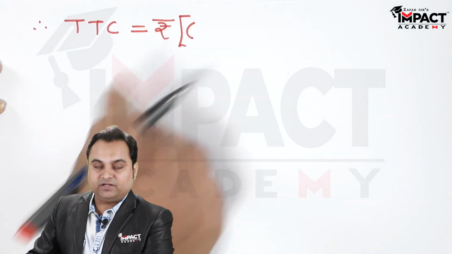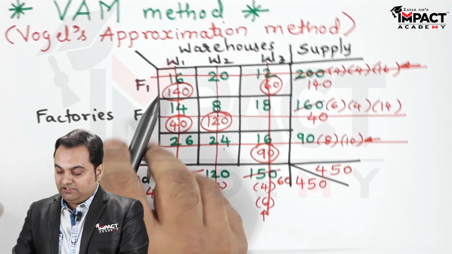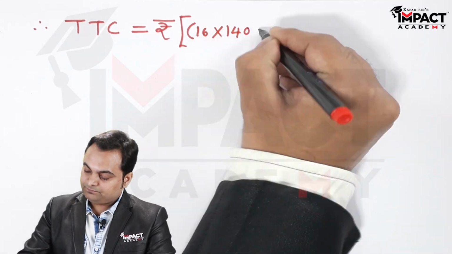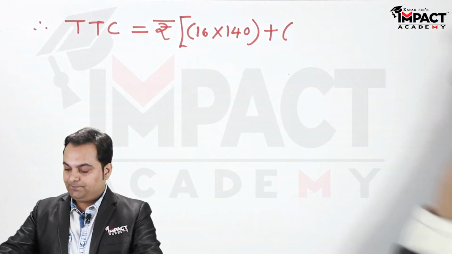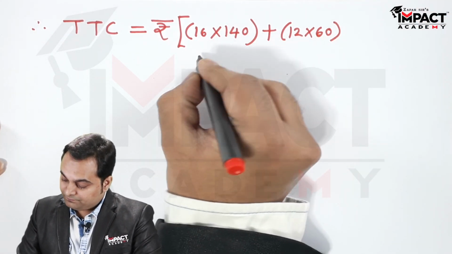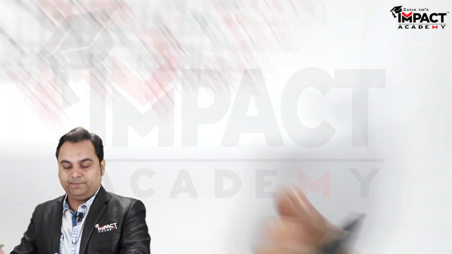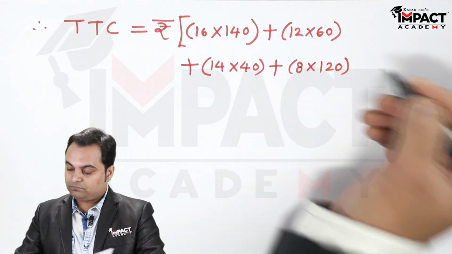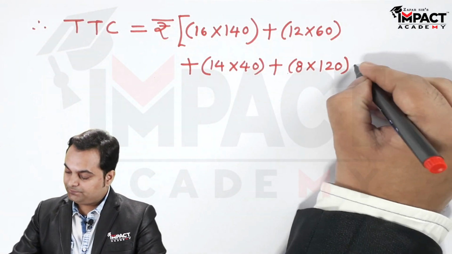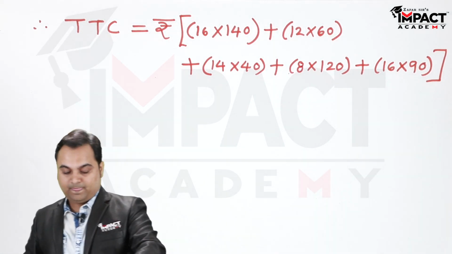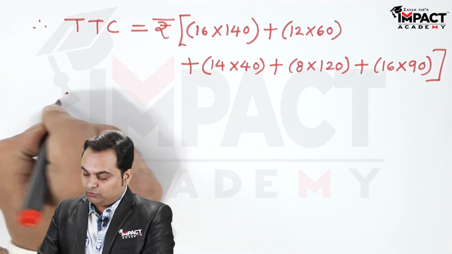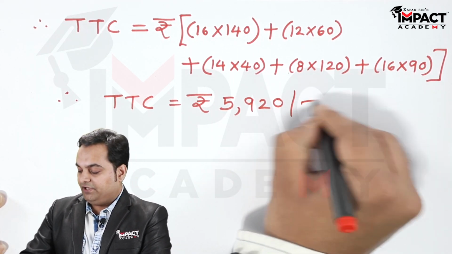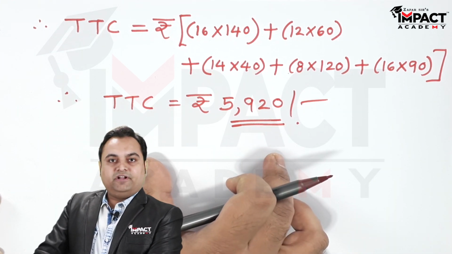It can be in any other currency as well, and for that multiply this unit cost with the occupied value, that is 16 into 140, 12 into 60, 14 into 40, 8 into 120, and 16 into 90. So when I add up all the values, the answer comes out to be 5,920 rupees. So that's the total transportation cost.